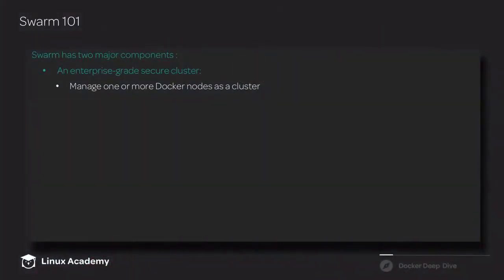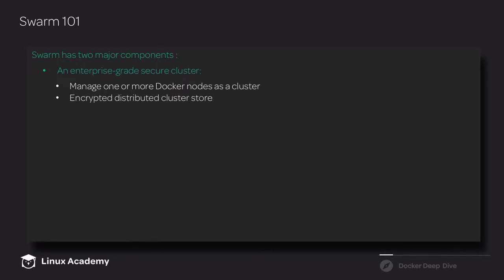There's two major components of Swarm. There is the Swarm cluster as well as the orchestration engine. The cluster itself is enterprise grade and secure. A cluster is going to consist of one or more Docker nodes. And when you initialize it, that very first node is always going to be a manager.